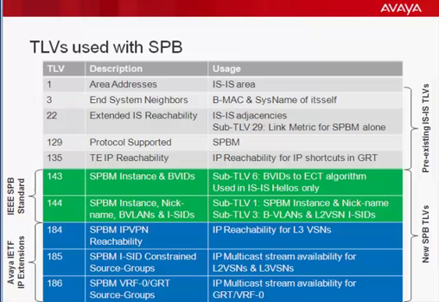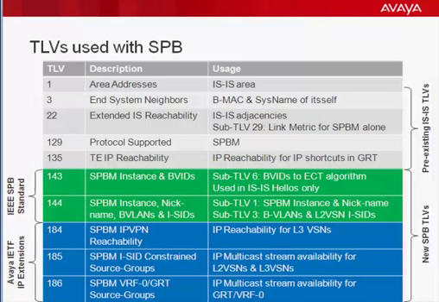We have three different colors we use to show the different TLVs. The gray shows the pre-existing TLVs, i.e. things like the area address, the end system neighbors, the protocol, all of which we looked at in previous videos. The one we have not looked at yet, and we will cover next, is called IP reachability, or TLV 135. This gives the ability for IP reachability or IP shortcuts across SPB. That will be the subject of the next video.